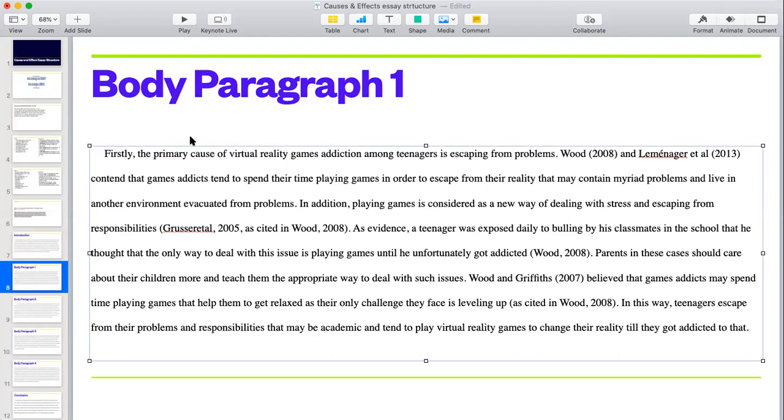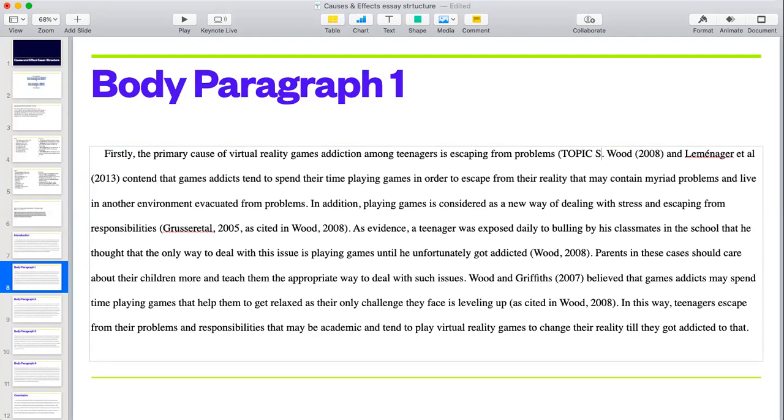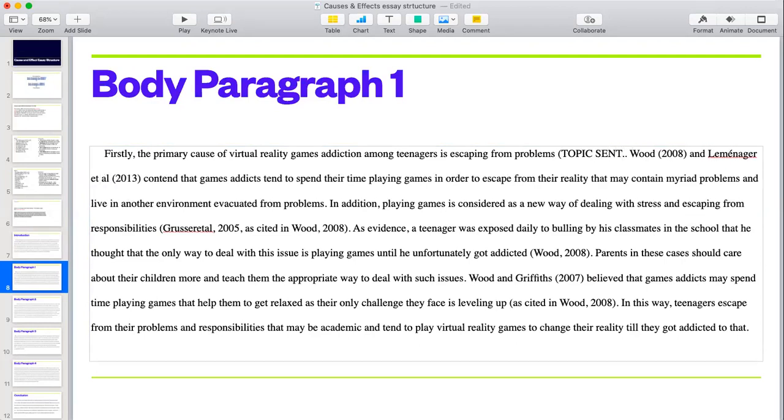Yes. Let's read the first sentence. Firstly, the primary cause of virtual reality games addiction among teenagers is escaping from problems. What kind of sentence is this? What do we call this sentence? The topic sentence. Excellent. What is its job? It introduces the first idea of your thesis statement.